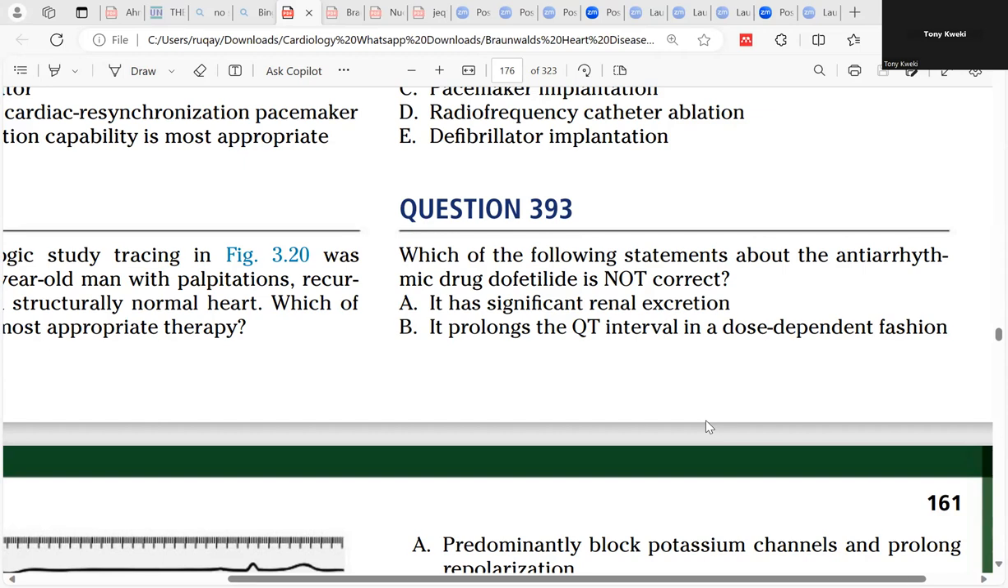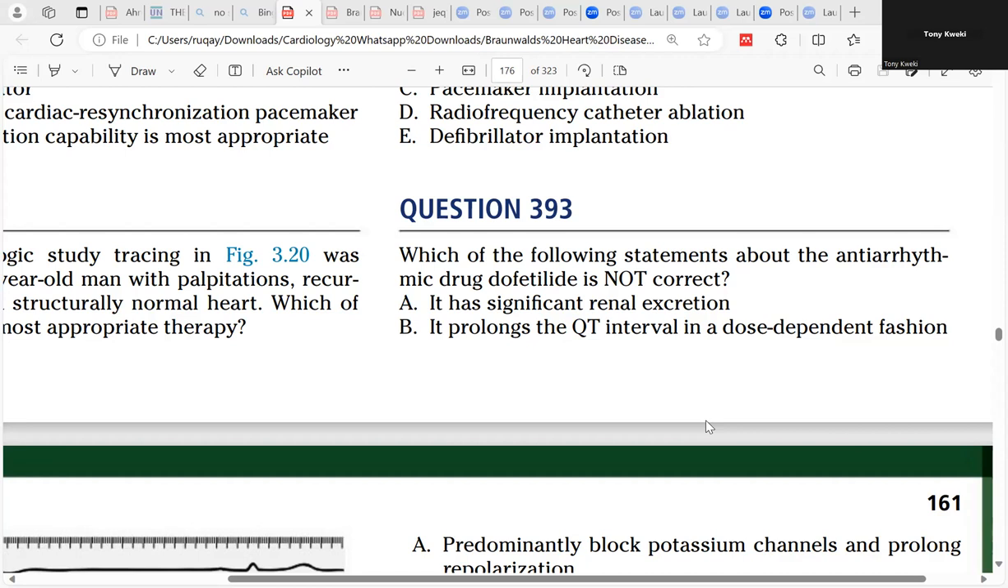All right, question 393 says, which of the following statements about the antiarrhythmic drug dofetilide is not correct? A, it has significant renal excretion. B, it prolongs QT interval in a dose-dependent fashion. We're looking for the answer that is not correct. A, significant renal excretion of dofetilide, is actually true.